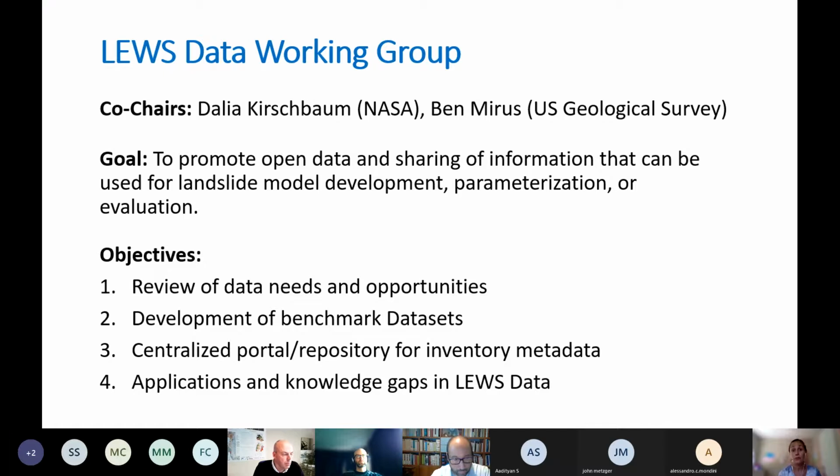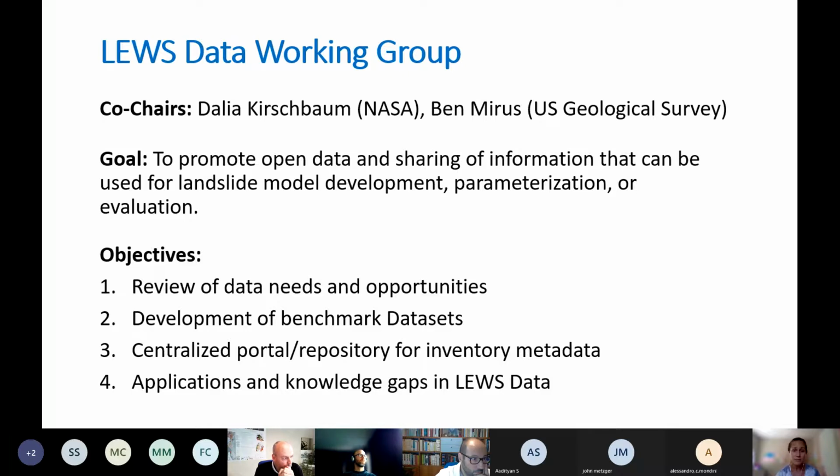The first is to review data needs and opportunities, and that's one of the things we'll be talking about today, as well as to develop a set of benchmark data sets. We can speak today about what we mean by benchmark, but identifying potential data sets that can be used to either evaluate or validate models, and even can serve as reference data sets for those that have been well vetted. Again, we can define what that means.